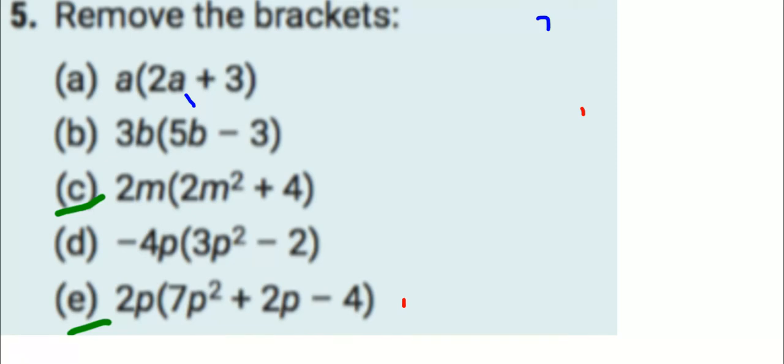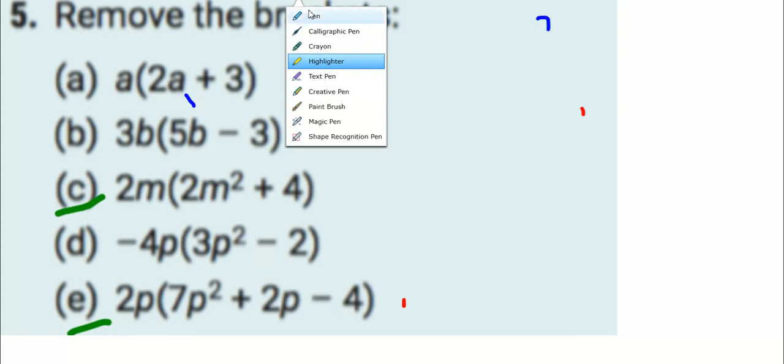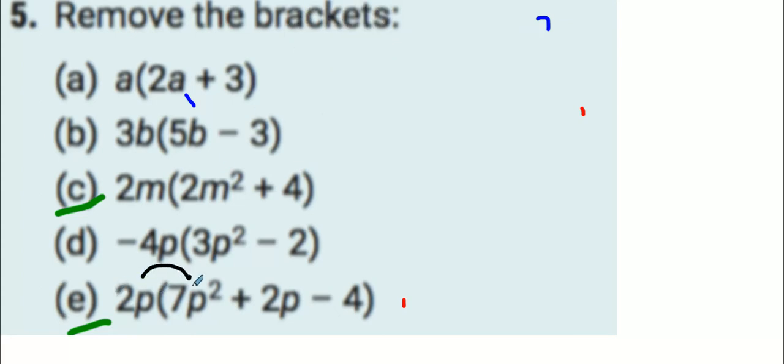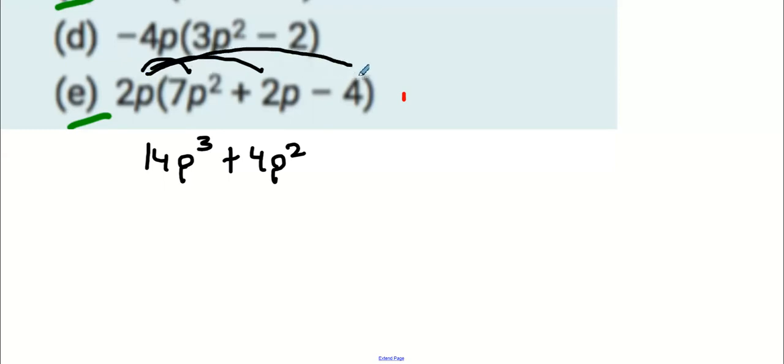Okay, lads? 5e. Now, 5e is done the following way. 5e is 7p multiplied by 7p squared. Does everybody see that? And that's going to be 14p cubed. 2p multiplied by 2p is 4p squared. And finally, 2p multiplied by minus 4 is minus 8p. And that is that one done, okay?